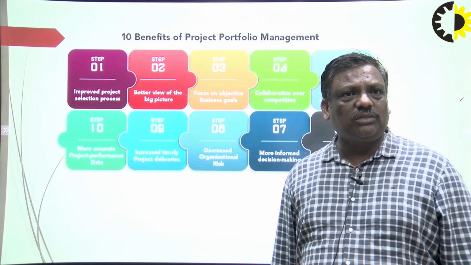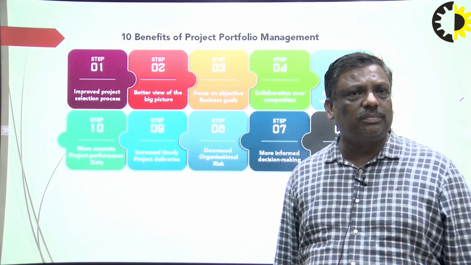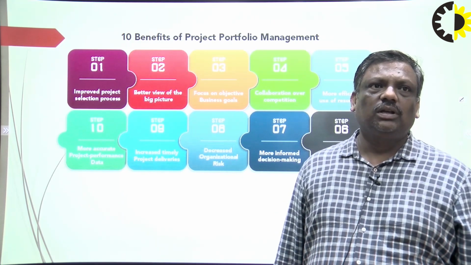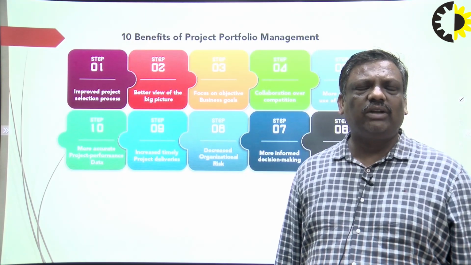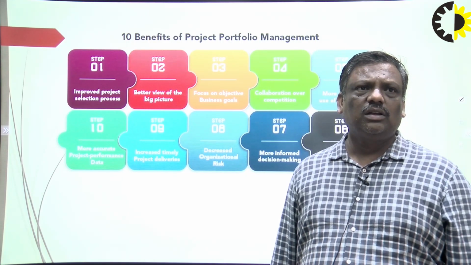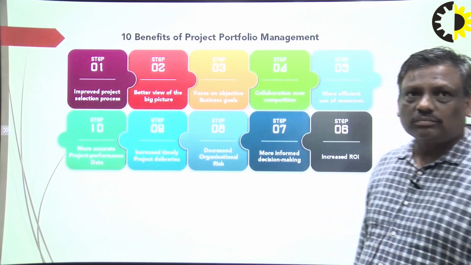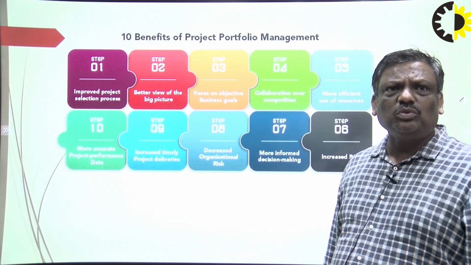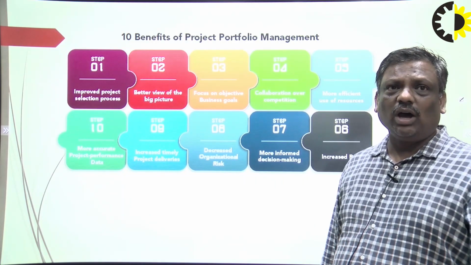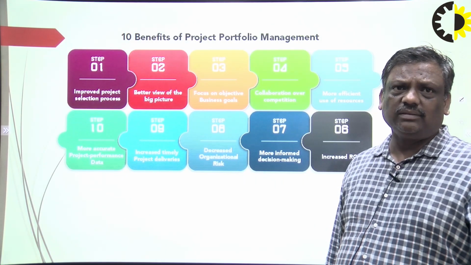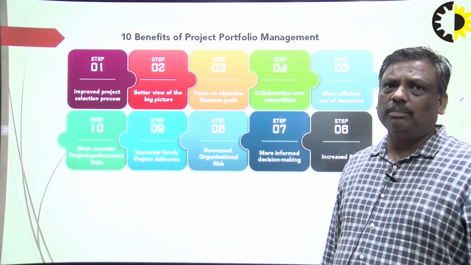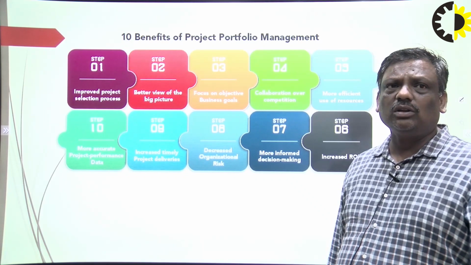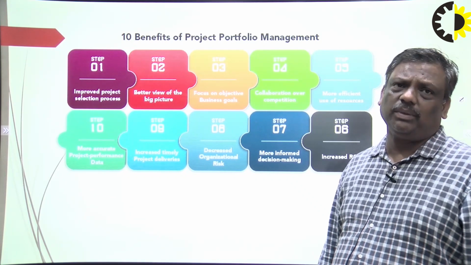At first, when we create our project portfolio, we must meet our organization's objectives or business objectives. Collaboration over competition. We have different types of projects and market competition is there, so collaboration is required here. Next one is more efficient use of resources. Suppose that you have 4 teams A, B, C and D, and you have 5 or 6 projects in your organization. So how can you use your teams? That resource utilization is given by PPM.